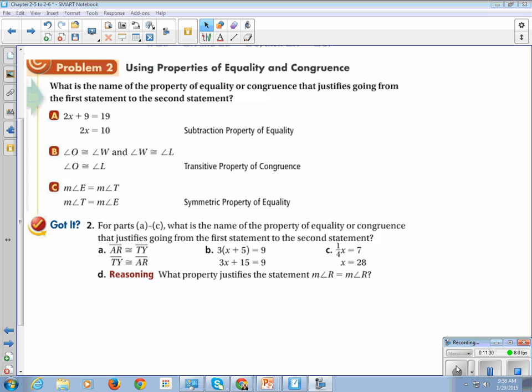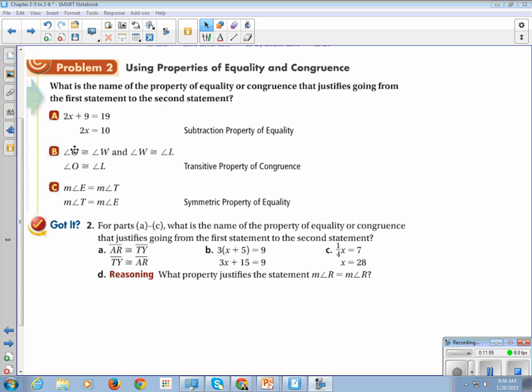All right, so using properties of equality and congruence, what is the name of the property of equality or congruence that justifies going from the first statement to the second statement? So to go from 2x plus 9 equals 19 to 2x equals 10, we would subtract 9 from both sides, and that's the subtraction property of equality.